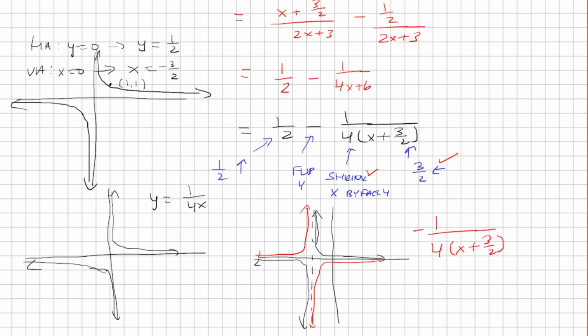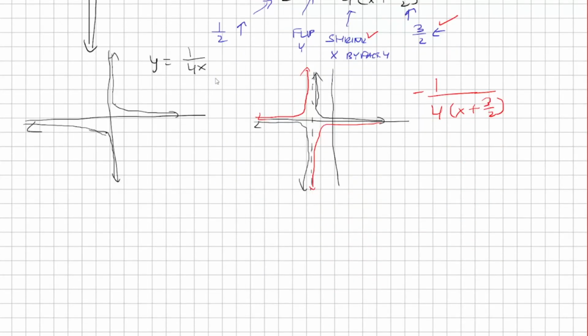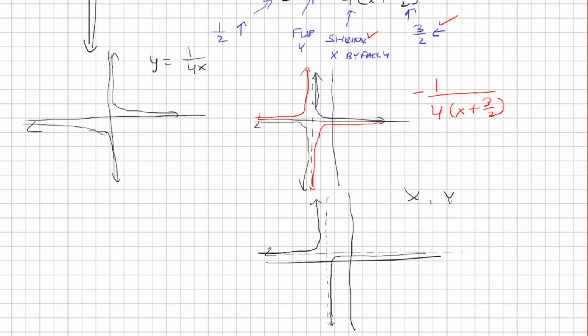Finally, we're going to add 1 half to this, which means we're going to move the horizontal asymptote to y equals 1 half. The vertical asymptote still remains the same at negative 3 halves. And now this should look something like this. If you want to be more precise, it's good to look at both the x and the y intercepts.